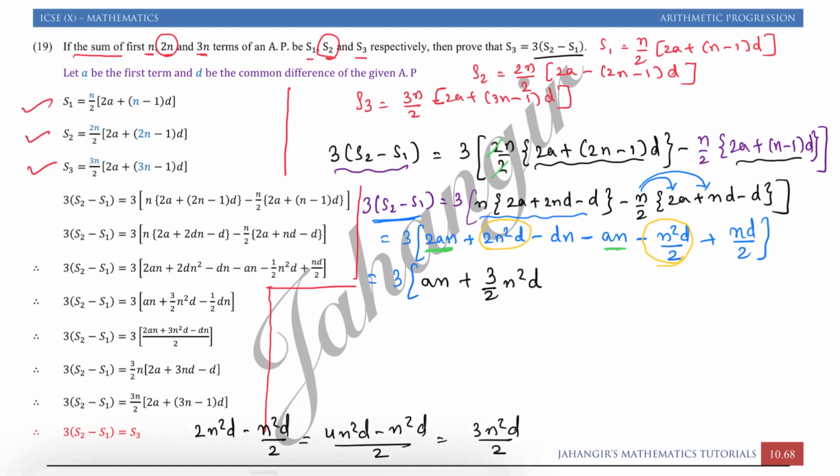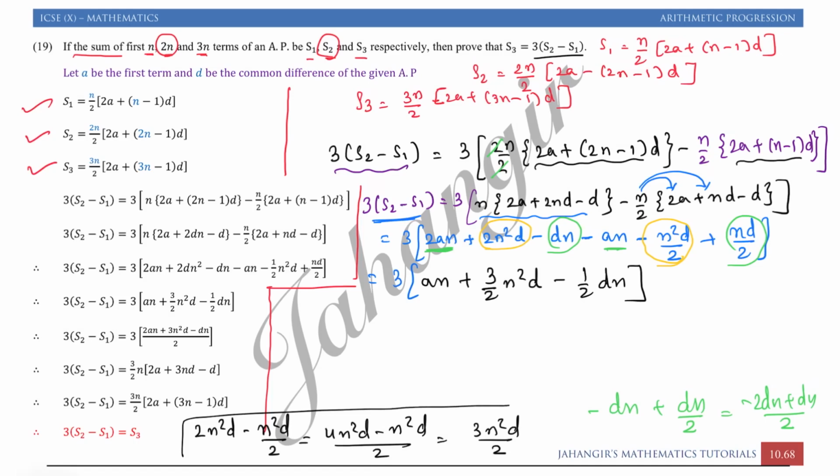And third mein we have common as dn and dn. So what is it? Minus dn plus dn upon 2. So take LCM, minus 2dn plus dn upon 2, that is minus dn upon 2. So that can be written as minus half dn. Okay, hope you understood this. Here we had just solved the like terms.